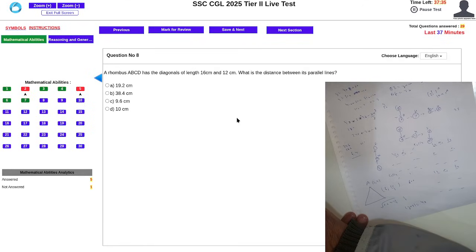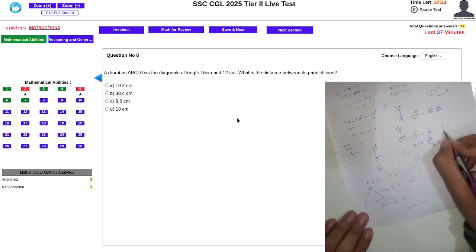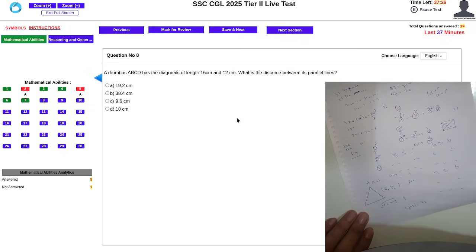What is the distance between parallel lines? So, the distance between parallel lines.